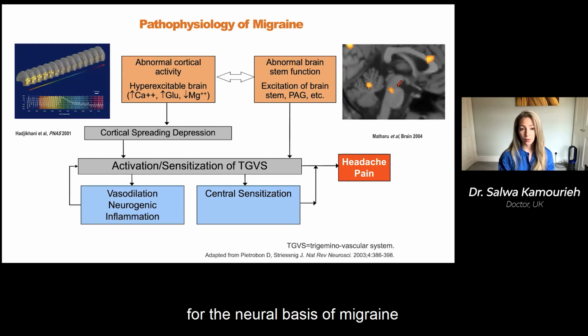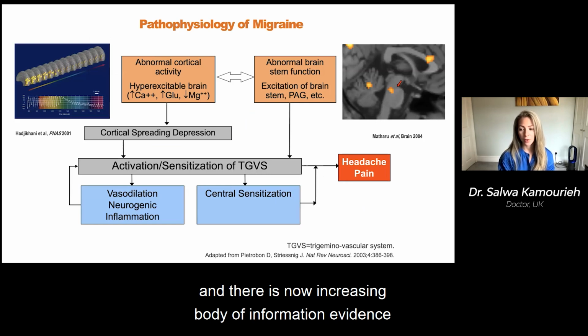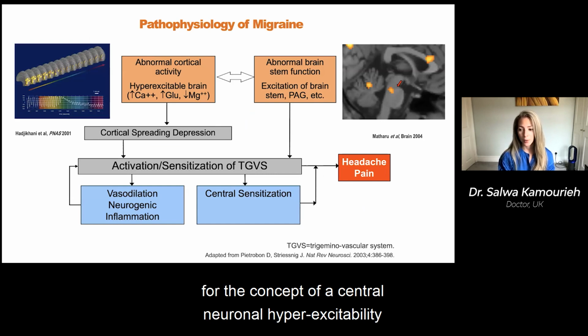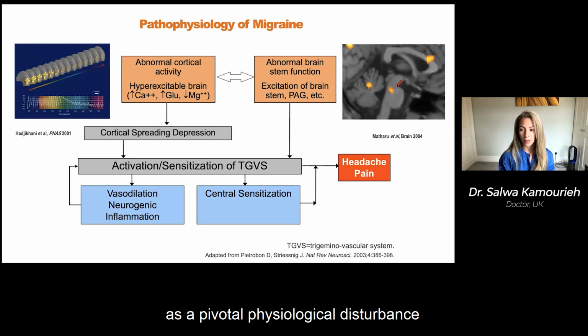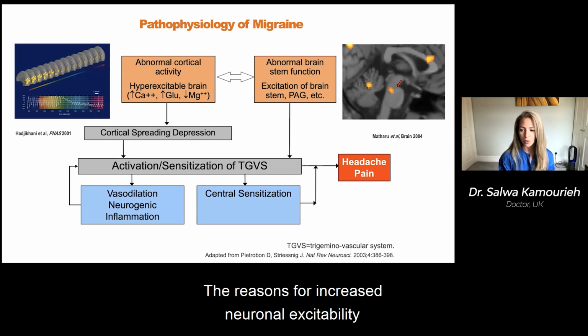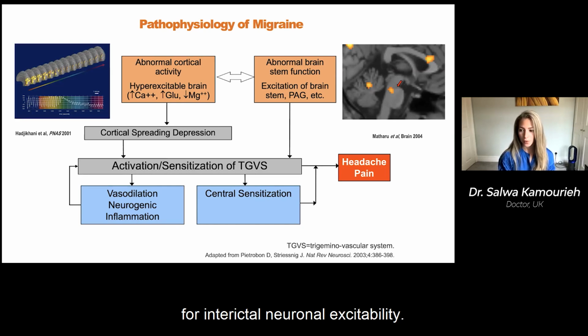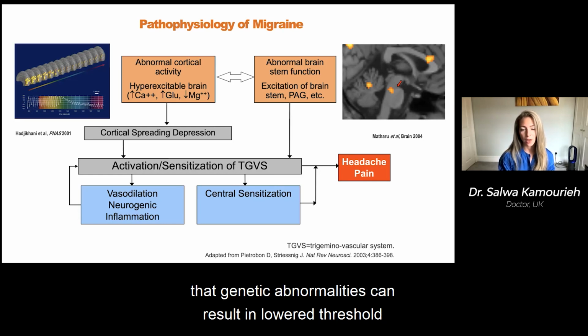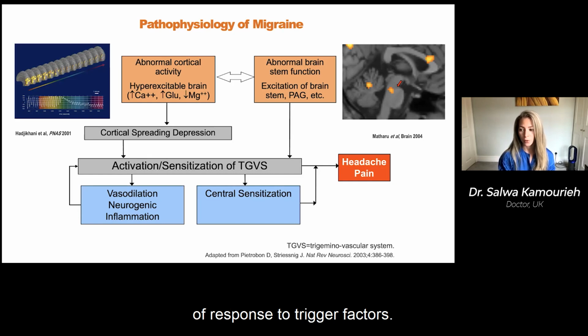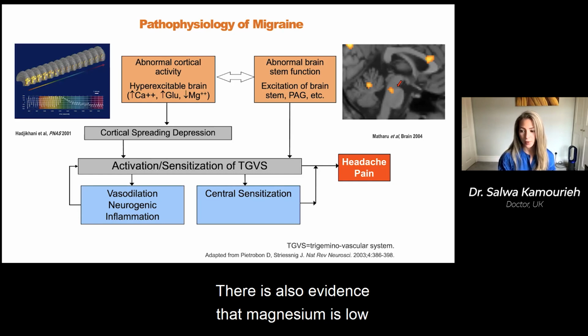There is increasing evidence for the neural basis of migraine, and there is now an increasing body of evidence for the concept of essential neuronal hyperexcitability as a pivotal physiological disturbance predisposing to migraine. The reasons for increased neuronal excitability may be multifactorial. Most recently, abnormalities of calcium channels have been introduced as a potential mechanism for interictal neuronal excitability. It could therefore be hypothesized that genetic abnormalities can result in lower threshold of response to trigger factors. There is also evidence that magnesium is low in migraine as well.